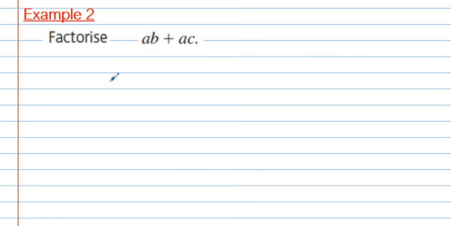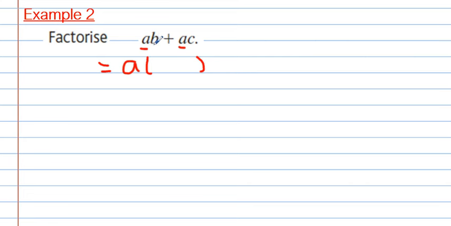Example 2. Now, what is common here? Don't forget, we are trying to bring out everything that is common to each term. So if I look at AB and AC, what is common? Is it a number? Is it a letter? In this case, a letter is common. I have A common to both of them. So I will bring out the A, and then single brackets, remember? Don't forget your equal sign.